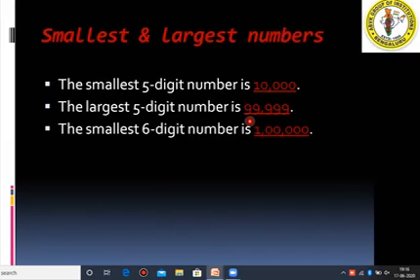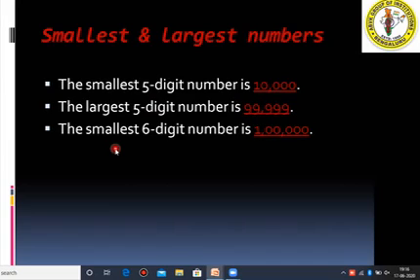First of all, you should know what we mean by 1 digit, 2 digit, 3 digit, 4 digits. 1 to 9 are 1-digit numbers. Then 2-digit numbers mean 10 to 99. 3-digit numbers mean 100 to 999. 4-digit numbers mean 1000 to 9999. 5-digit numbers start from 10,000 to 99,999.